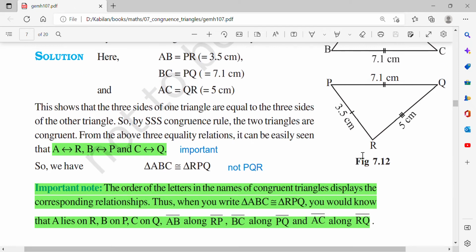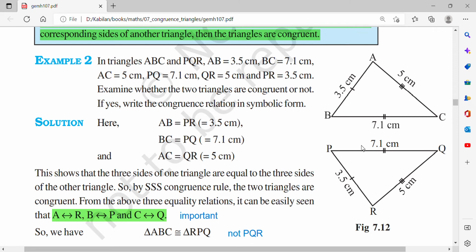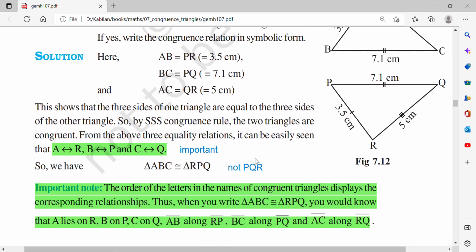You have to write ABC, RPQ this way. For this triangle you write like this, and for this triangle you have to write like this, because this AB side is equal to this RP side. Okay, BC side is equal to the PQ side. So you have to be careful while writing this. You should not write it like PQ R or so.